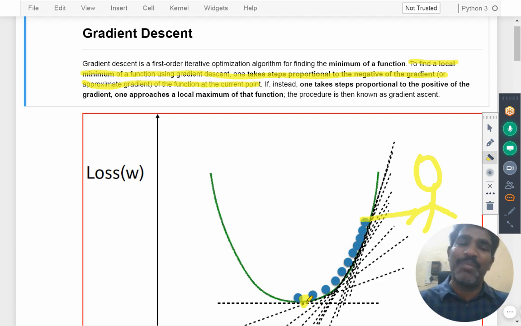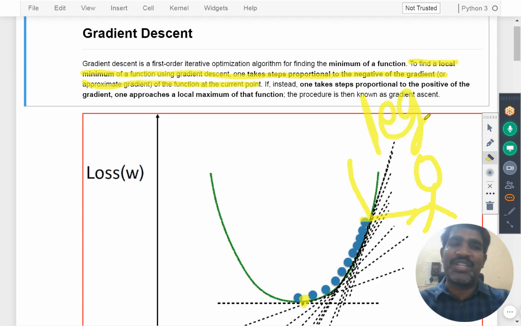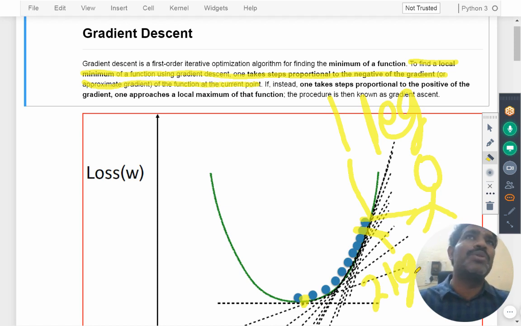But still, I have to go. My target is to go down. How will I go down? This is my first leg, and I'm putting my second leg here. First leg to second leg.